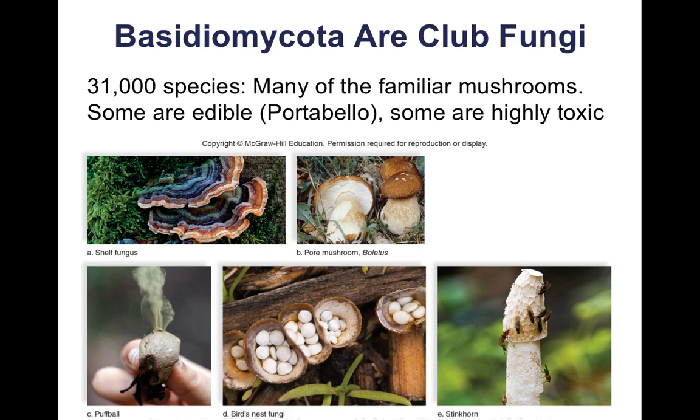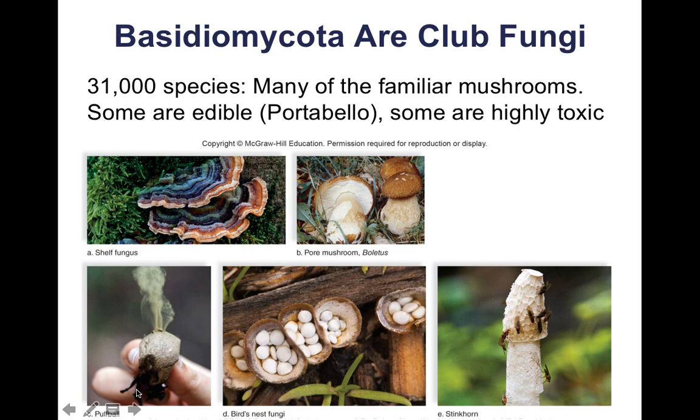Okay, the last phyla of fungi we're going to talk about are the Basidiomycota. These are called the club fungi. So the other group was the sac fungi. These are going to be the club fungi. There's about 31,000 species of these, and the majority of the fungi you encounter out in the woods are going to be Basidiomycota. So these are going to include things like the shelf fungus, normal kind of looking mushrooms, including some of our edible mushrooms like portobello, but also some of the very highly toxic mushrooms such as the death cap mushroom. Puffballs, you may have played around with these as a kid.